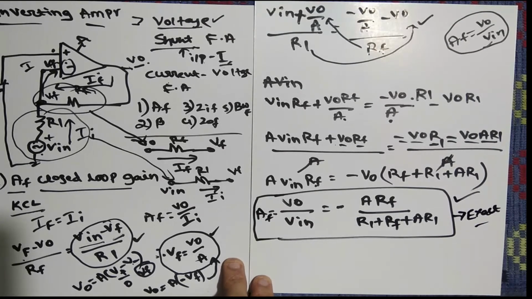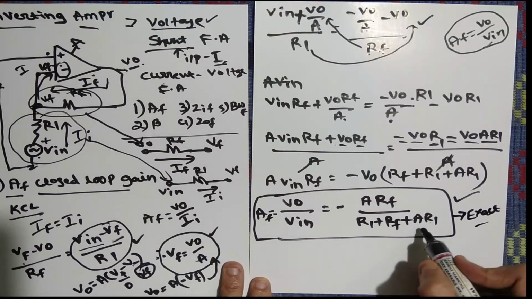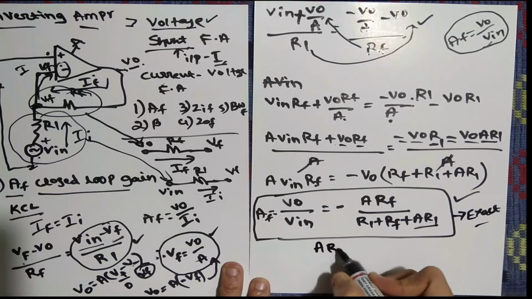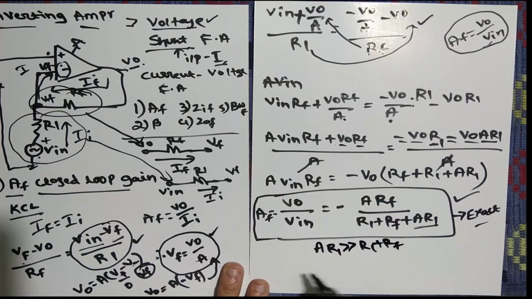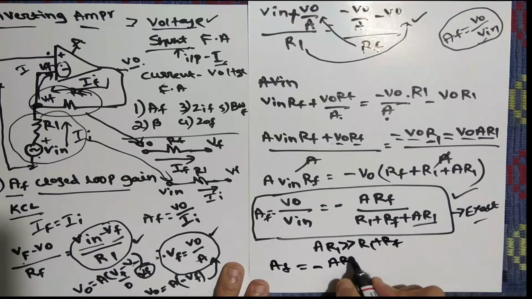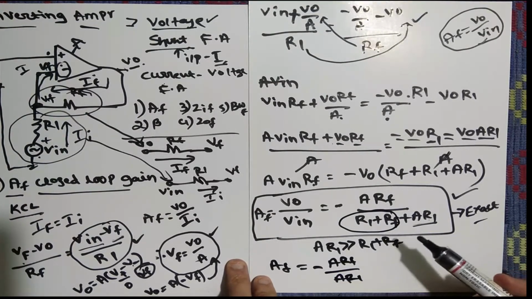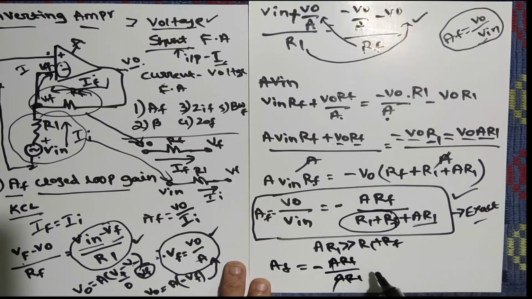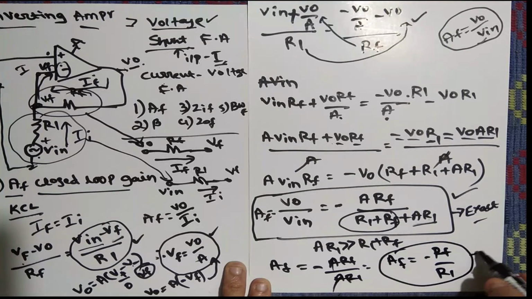So we can do the ideal here. How to do the ideal, you people know very well. What is ideal we can do? AR1 is much greater than R1 plus RF, this we already discussed. So you ignore this one. You will get AF equal to minus ARF divided by AR1. When you ignore this portion, this is what I told about for the non-inverting. So A and A get cancelled, and this is your final answer. AF is equal to minus RF by R1. This we are calling the ideal one. So you can use either this or this.